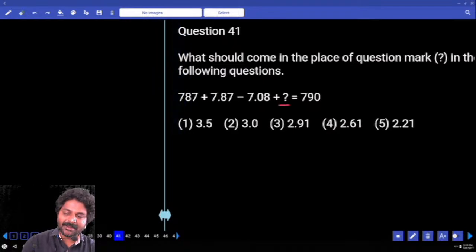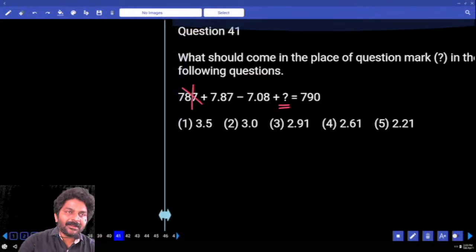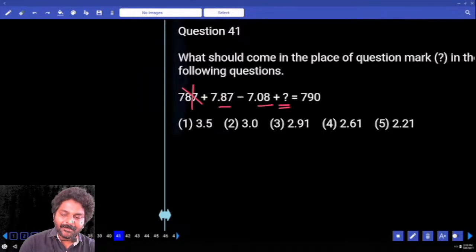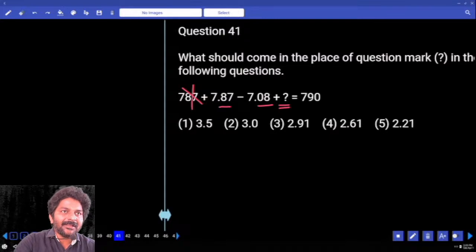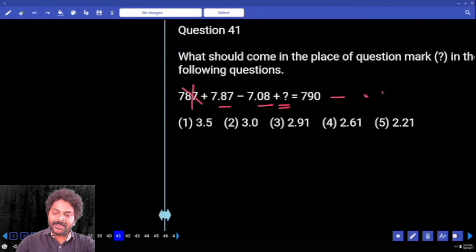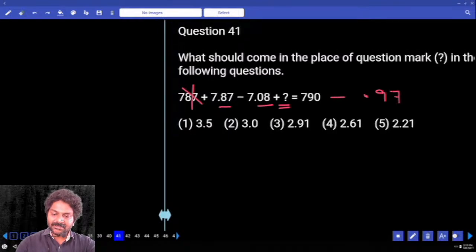That means number after decimal, I mean to say. Keep x value in left hand side only. Number after decimal, there is no number. 0.87 minus 0.08 is 0.79. If it goes to the right hand side, that becomes minus 0.79.